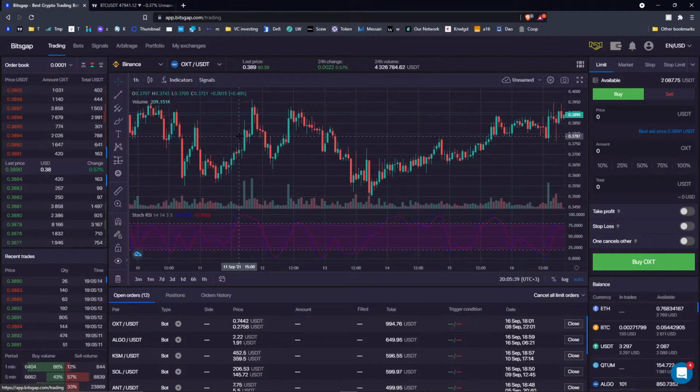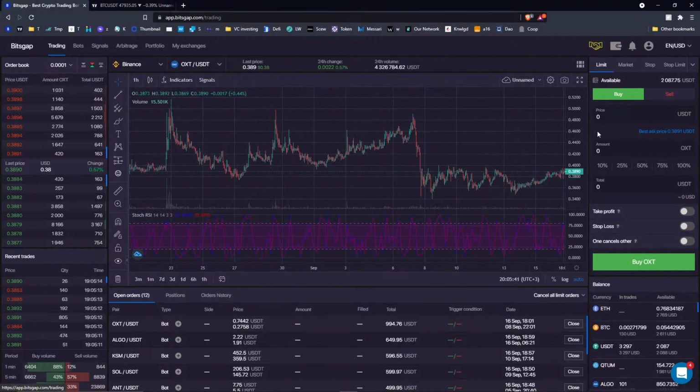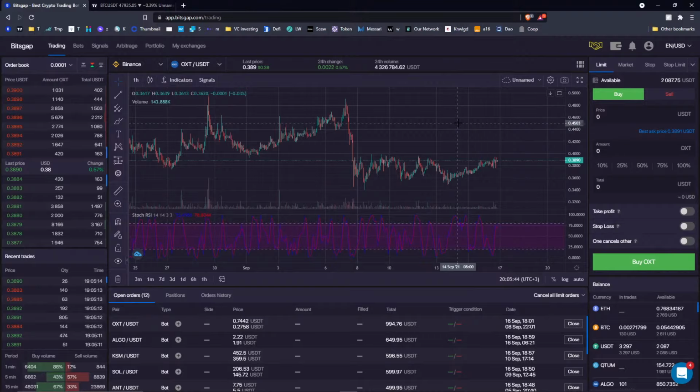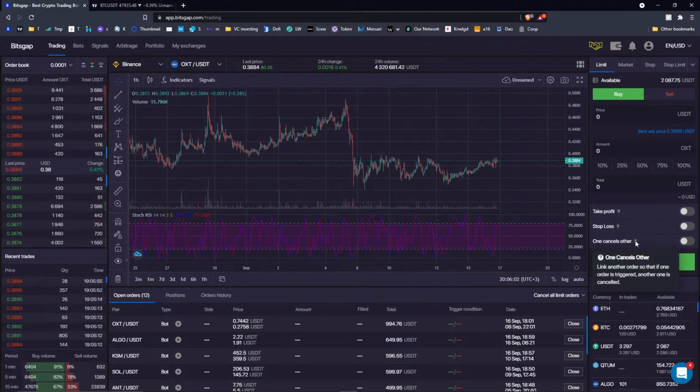Two weeks ago, I think I told you that we are about to add a new feature, and here we have it finally released. That's the OCO, known as one cancels other. So let's start with this one. That's the hot feature we have as of now. If you move your cursor on the question mark, you will see that it basically cancels out if a certain condition is met.